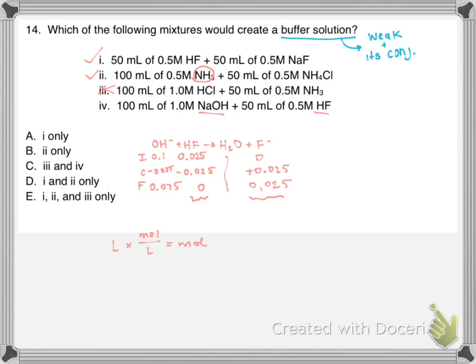Okay. That being said, you can make a buffer this way. It's just you need to end up, after the reaction, having some of the HF left over and then making some of the fluoride. Okay, so the answer here is just going to be D. And you have to do the ICE table or the ICF table when you have situations like 3 and 4.